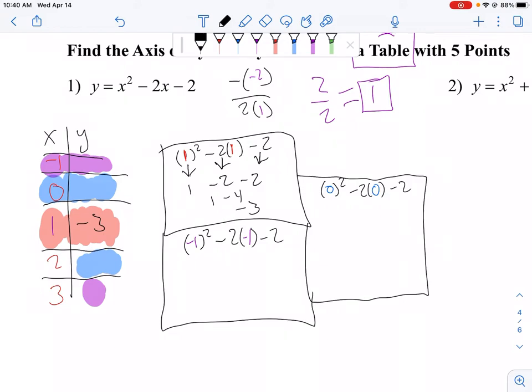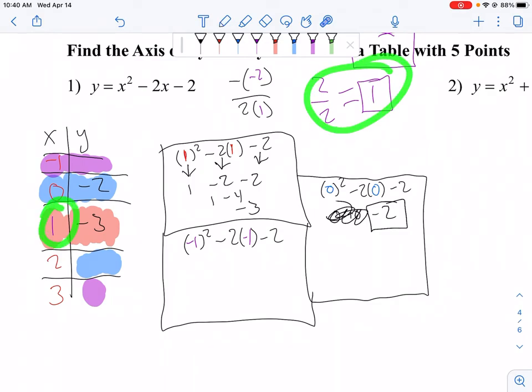Let's see what happens with my other ones. For my blue equation over here, 0 is always the easiest. 0 squared makes 0. -2 times 0 makes 0. So whenever we're using a 0, we always just end up with our last number. So that's going to give me -2. And remember, it reflects across, because we found our axis of symmetry point, we were strategic. This -2 reflects across, and I can write it down here as well.